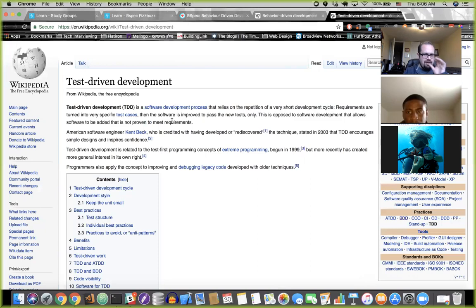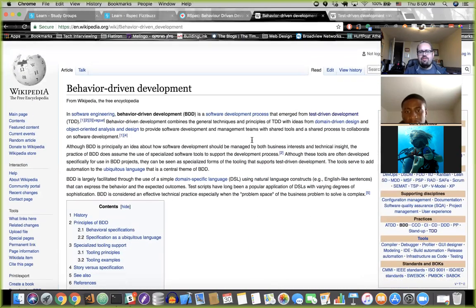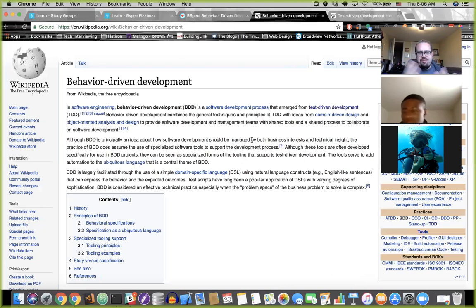And then a subset of TDD is what we would call behavior-driven development, which again, from the wonderful world of Wikipedia, which you've got to love. Support Wikipedia, end of year giving, right? Behavior-driven development is a software development process that emerged from test-driven development. And this, essentially, let's just write where I want to look.